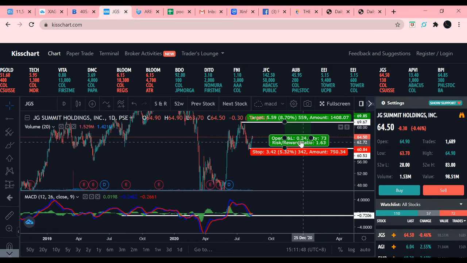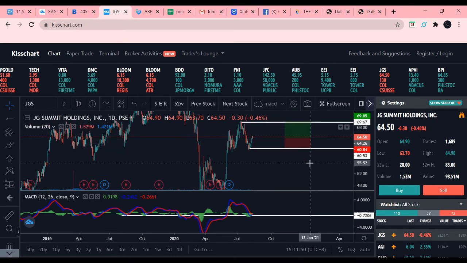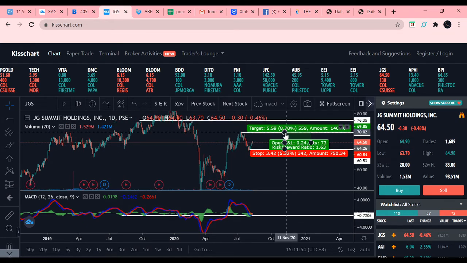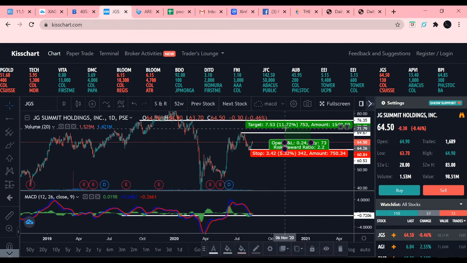What's that? 1.63. So, since 1.63 lang siya, of course, it's not attractive on my part. So, hindi ko siya i-trade. So, yun. Pwede ako mag-antay konti.